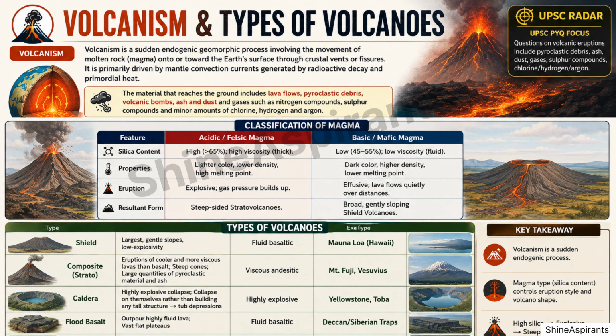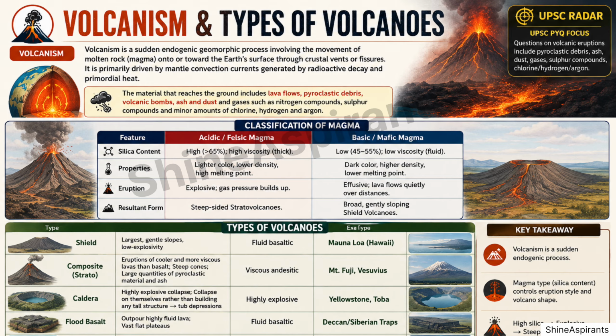Volcanism. Volcanism is a sudden endogenic geomorphic process involving the movement of molten rock, magma, onto or toward the Earth's surface through crustal vents or fissures. Primarily driven by mantle convection currents generated by radioactive decay and primordial heat. Material that reaches the ground includes lava flows, pyroclastic debris, volcanic bombs, ash and dust, and gases such as nitrogen compounds, sulfur compounds, minor amounts of chlorine, hydrogen, and argon.